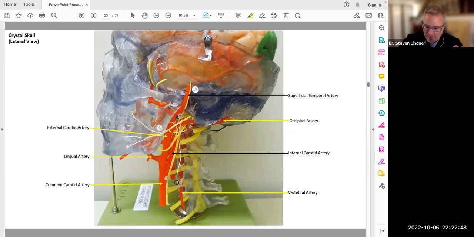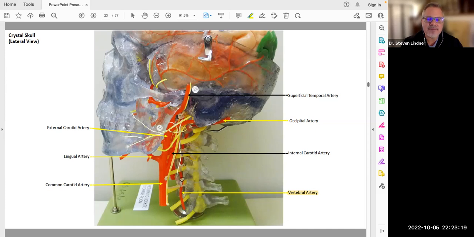Okay, let's see what else we have. So here is the crystal skull. This is primarily to look at the Circle of Willis. We can see going through the cervical spine, through the transverse processes, there is a foramen through the TPs, and that's called the transverse foramen. Through the transverse foramen of C1 to C6, the vertebral artery travels. So here's the occiput, here are the eyes, here's the nose.